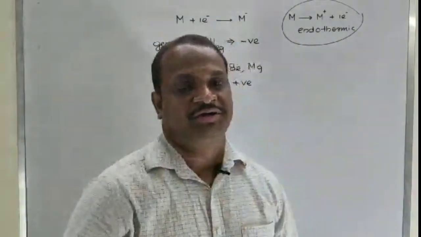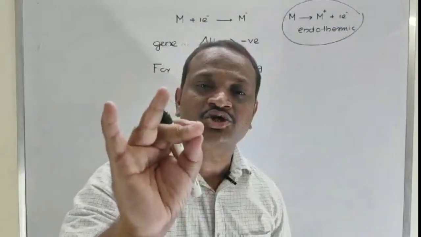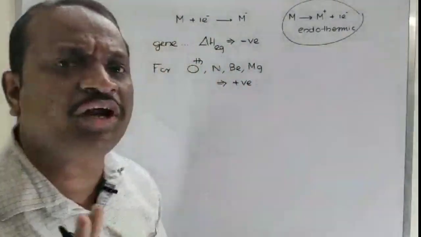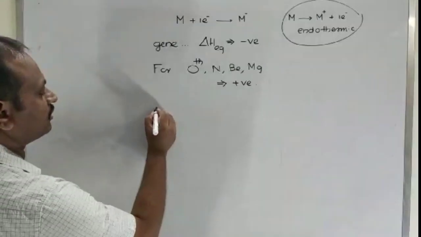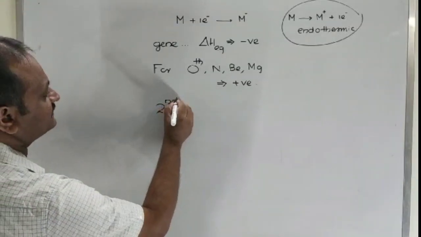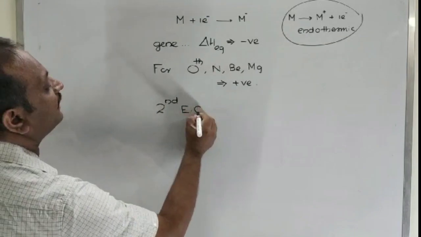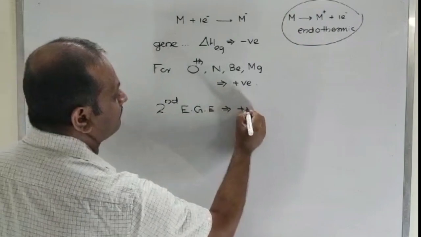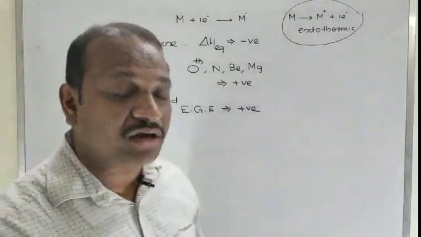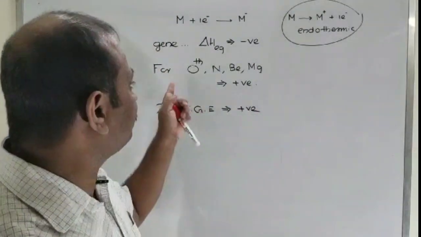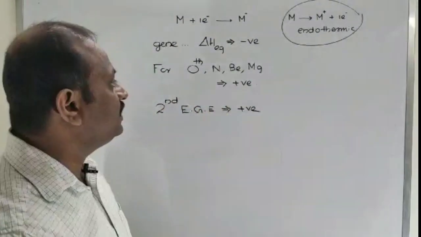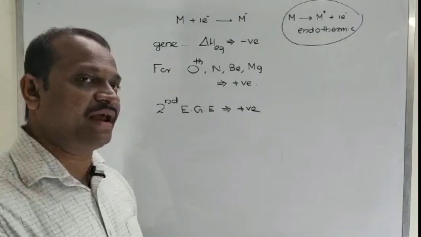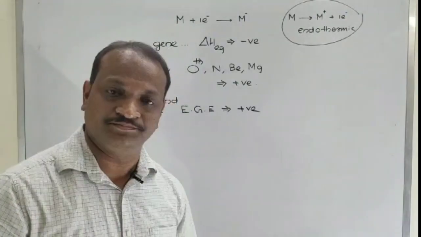And the next point, second electron gain enthalpy is always positive. Don't forget this point. Second electron gain enthalpy is always positive. First can be either negative or positive, and I have told you in which cases it is positive: for the 0th family, nitrogen, beryllium, magnesium. But for second electron gain enthalpy, it is always positive.